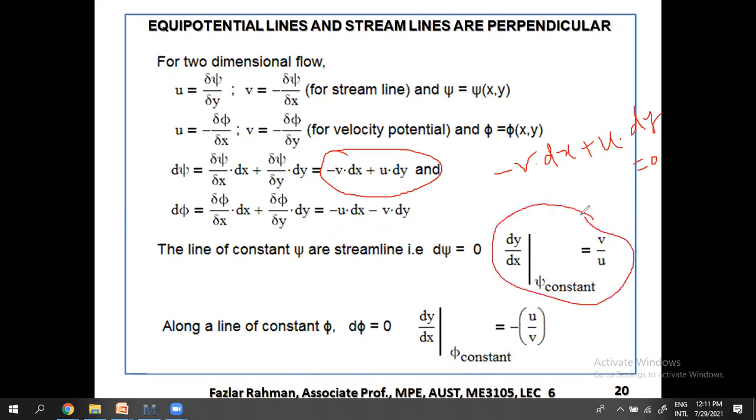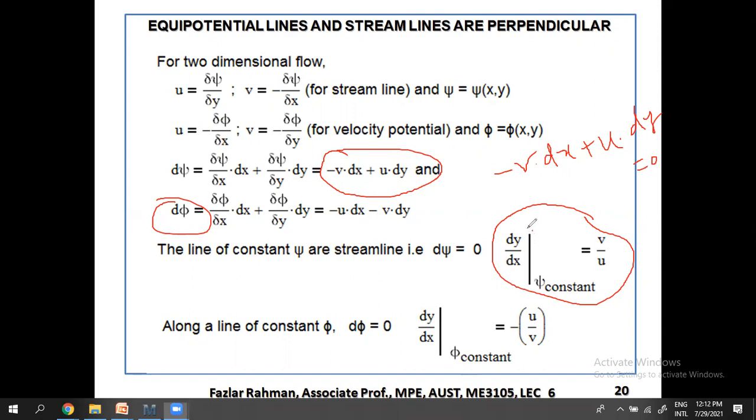And what is the condition? Psi has to be constant. Similarly, if along a line phi is constant, then d phi will be 0. So from here, I can figure out the value of dy by dx. So dy by dx, and I am saying phi constant. That means this dy by dx is for a line where the velocity potential function phi is constant. And this, we are getting minus u by v.